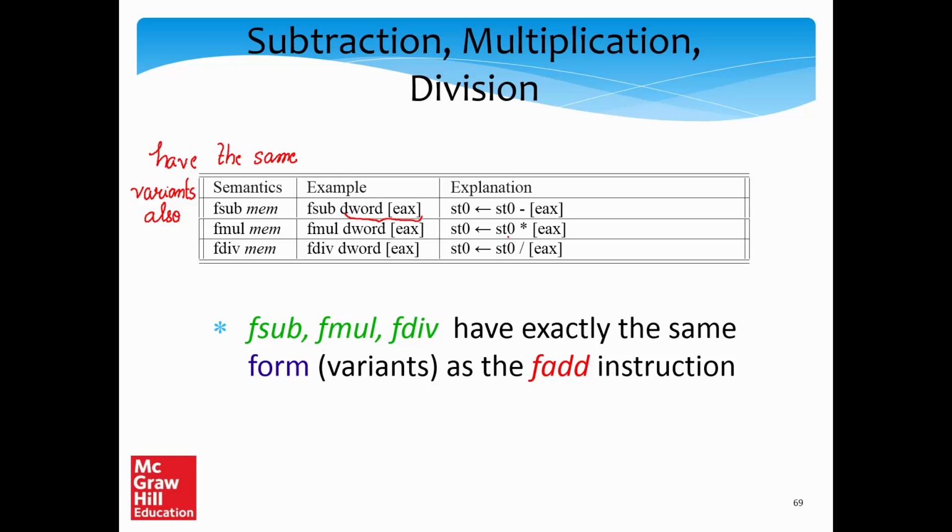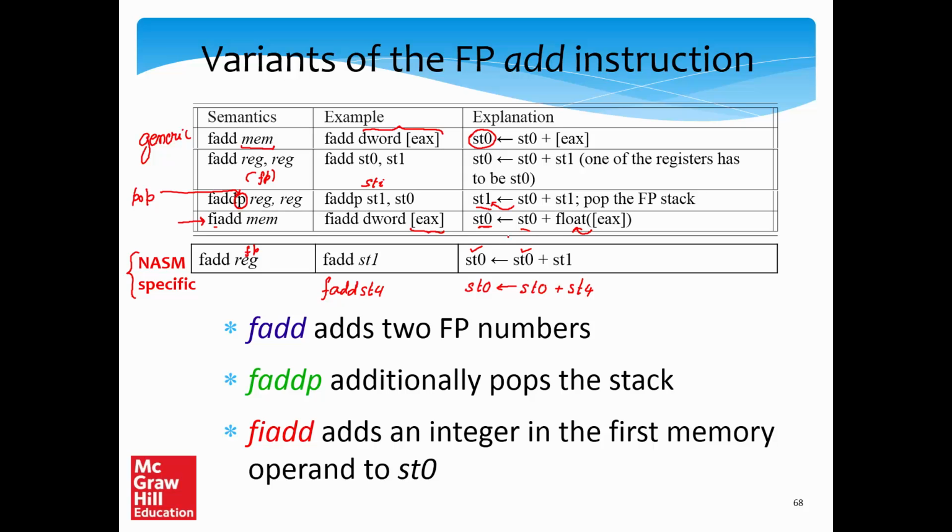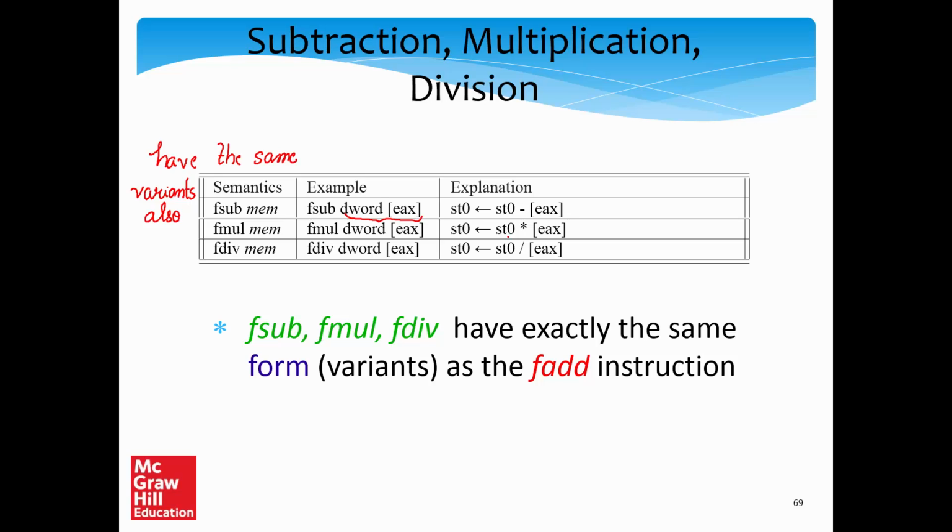So basically to avoid repeating, I'm not talking about all of the variants once again, but essentially to look at what variants are supported, let's go back to this table which shows the variants for the FADD instruction and reuse the same variants for the other instructions FSUB, FMUL and FDIV.